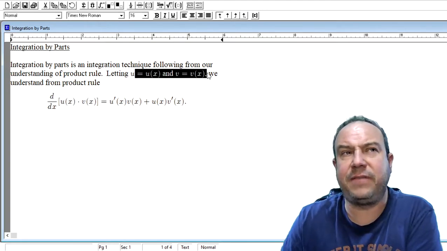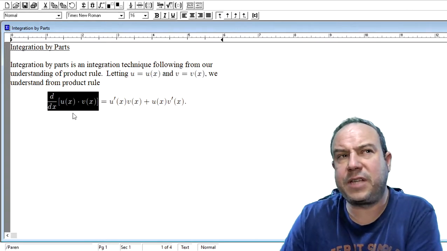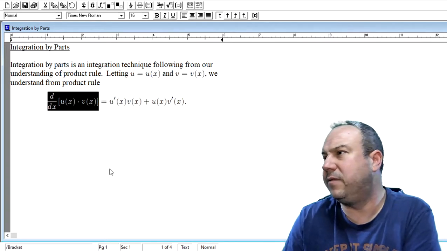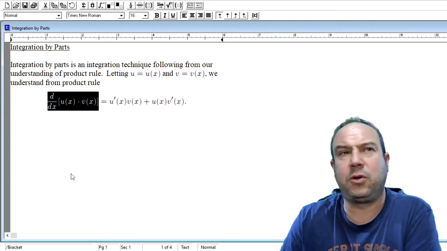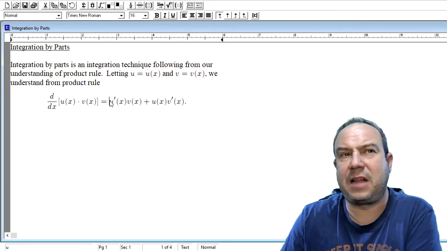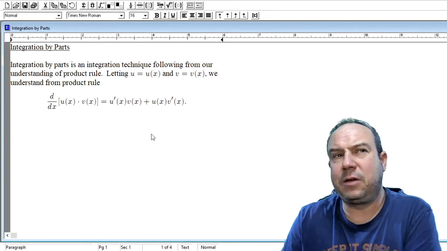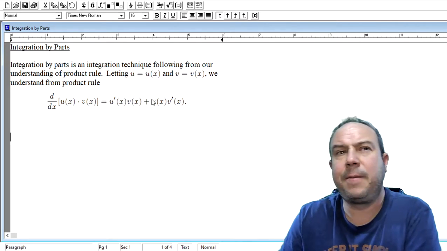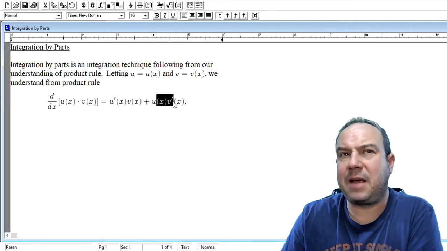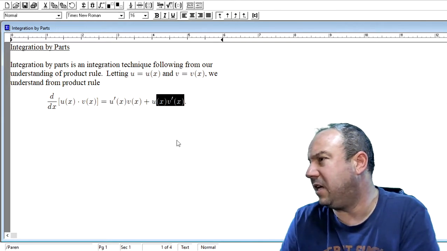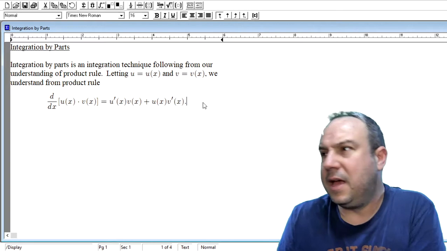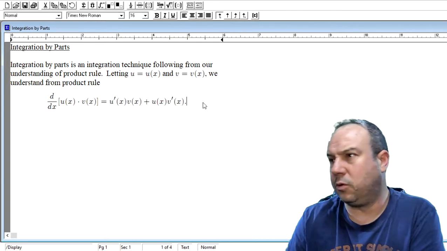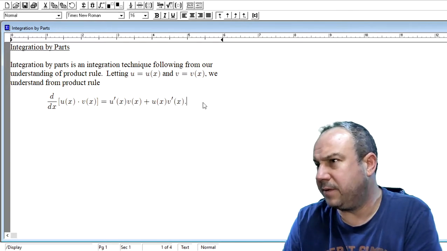Recall, the product rule from differentiation says that if you have these 2 functions of x, u of x and v of x, and we take the derivative with respect to x on both sides, this is equal to u prime of x, the first derivative of u, times v of x, added to u of x times the first derivative of v. This is the product rule for derivatives.